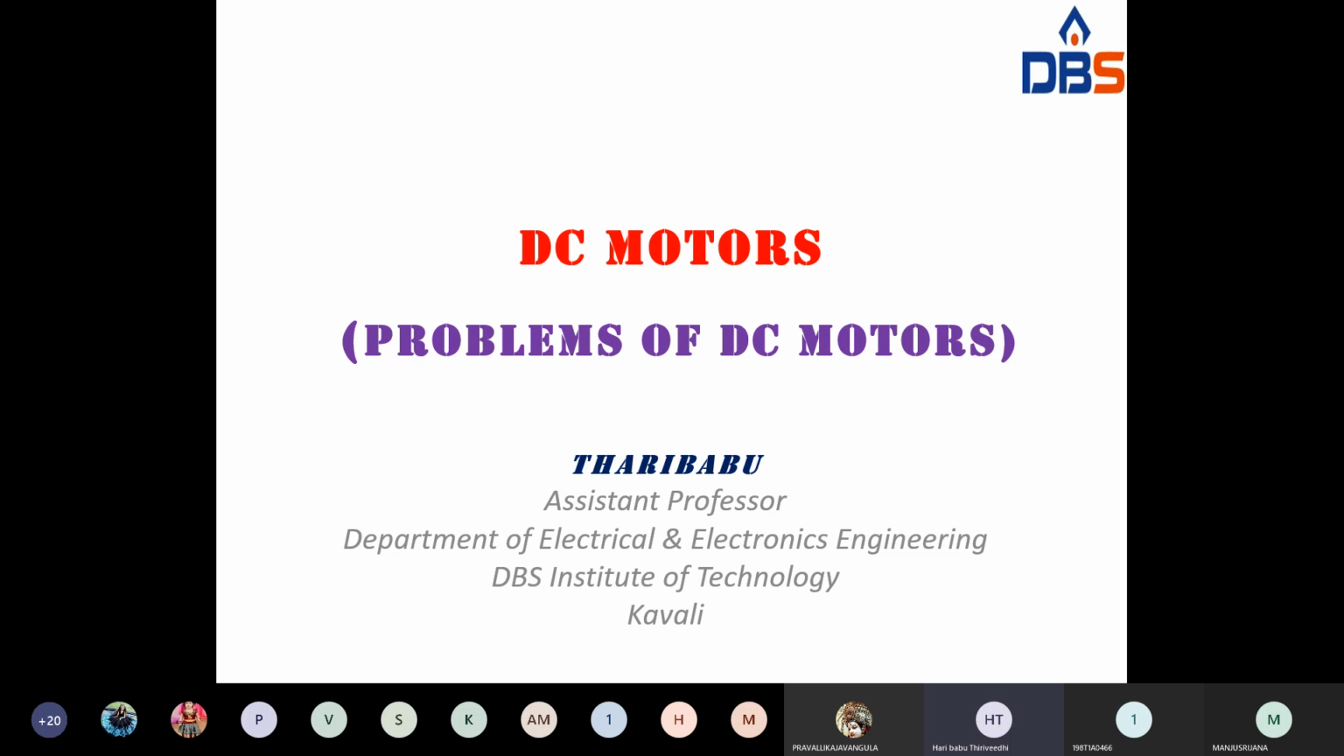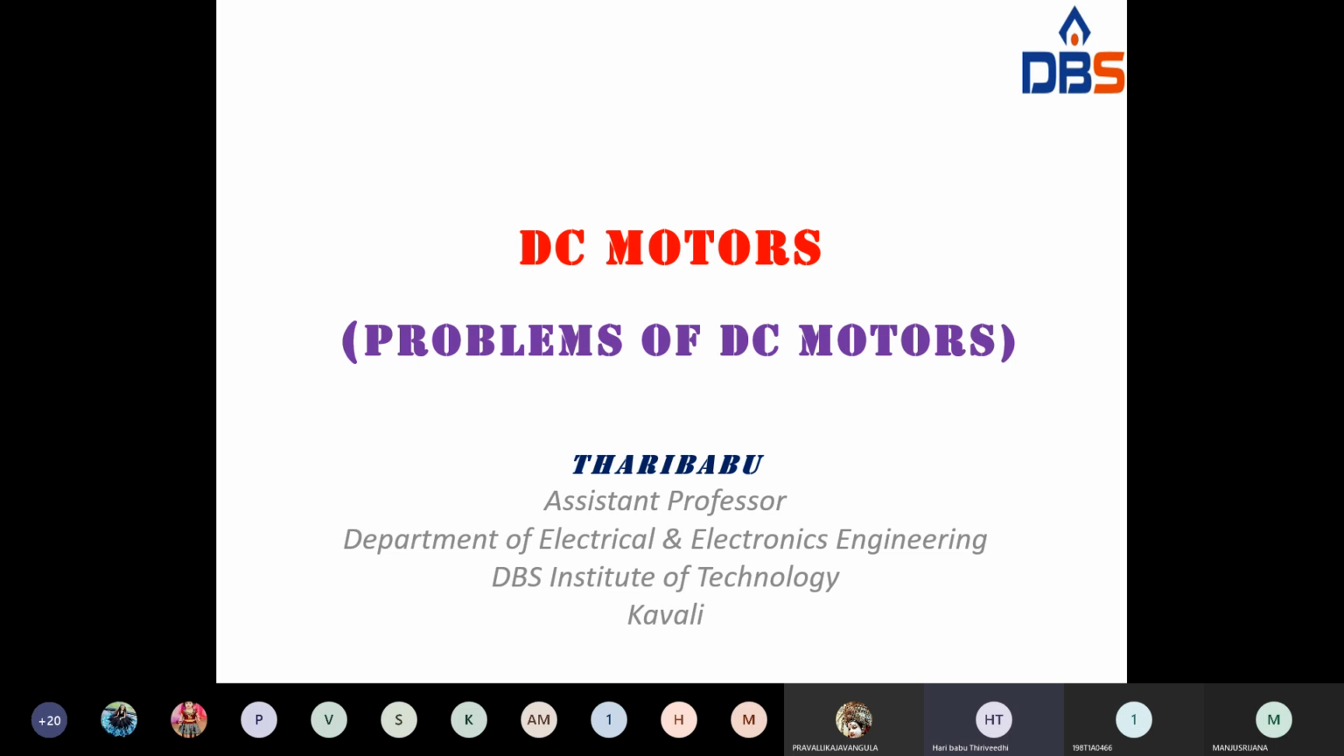Next, tests to determine the efficiency for a particular load and to determine the characteristics of a DC machine. We are performing tests: direct test and indirect test. Direct test is nothing but we don't calculate the losses. We just calculate the output power, input power, and determine the efficiency.